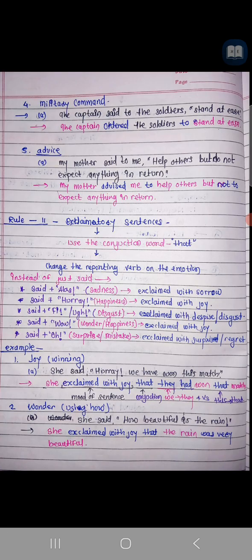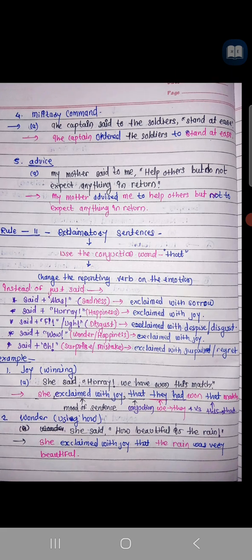How beautiful is the rain! So let's see. She exclaimed with joy. Why use "exclaimed with joy"? Because I understand her feelings, very joyful. So you say: she exclaimed with joy that the rain was very beautiful. Often use "very" in those types of sentences before "beautiful", because it is always "very beautiful".